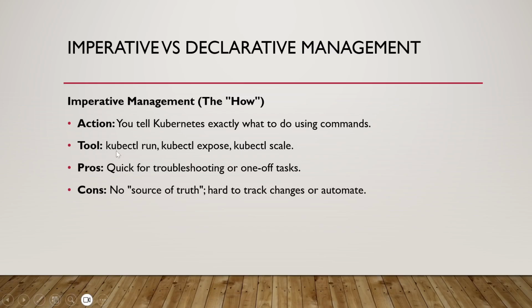And here we can use kubectl run, kubectl expose, like mainly we use the kubectl command with detailed information on how to perform that action. It's basically useful for troubleshooting tasks, tasks where we require immediate attention, but the source of truth is hard to track, and it's also very hard to automate using this. Okay, so it's always good practice to use declarative management for complex deployments. Okay, you can use imperative management for quick troubleshooting purposes.